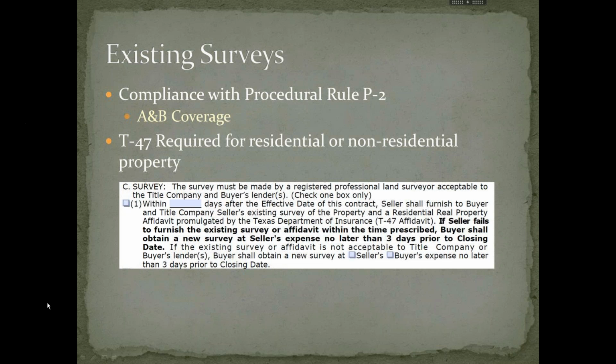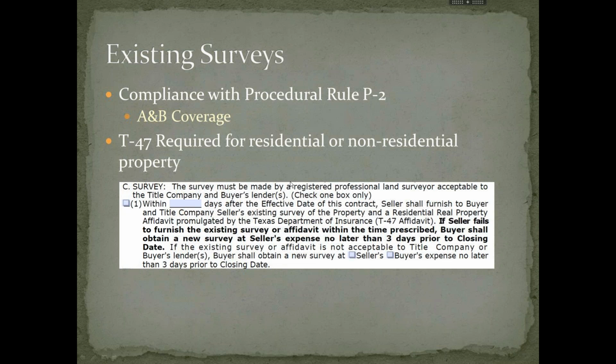I've copied paragraph 6, section C of the TREC 1 to 4 family contract. This is the paragraph that describes that if you have an existing survey, you also need to provide a T47 affidavit. And this is really where agents should be a lot more concerned with making sure the T47 finds its way into not only the title company's hands, but also the buyer's hands. So I'm going to read just the very beginning part of this paragraph. So it says, within X number of days after the effective date of the contract, the seller shall furnish to the buyer and title company the existing survey and a T47 affidavit, right? So not only does the seller need to furnish us with the existing survey and T47, they also need to give it to the buyer.